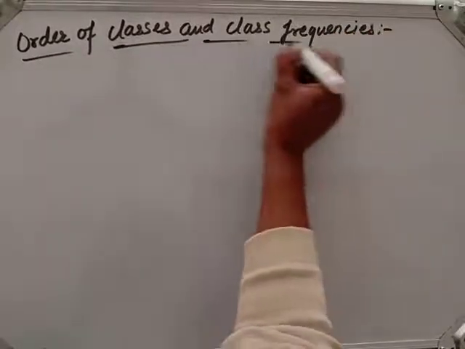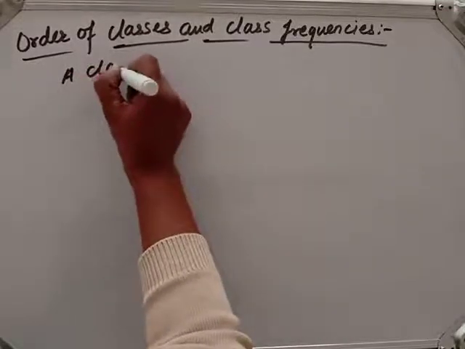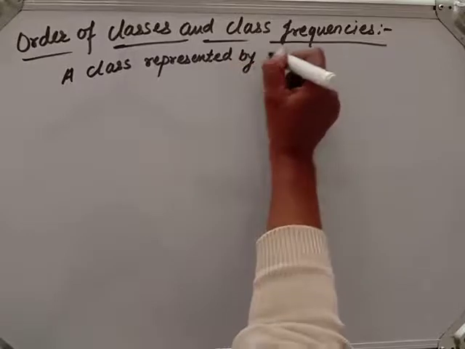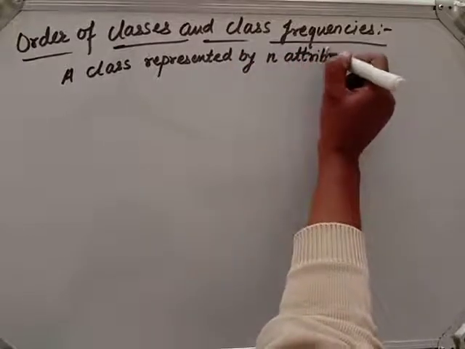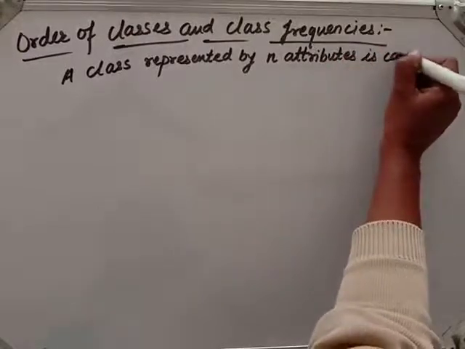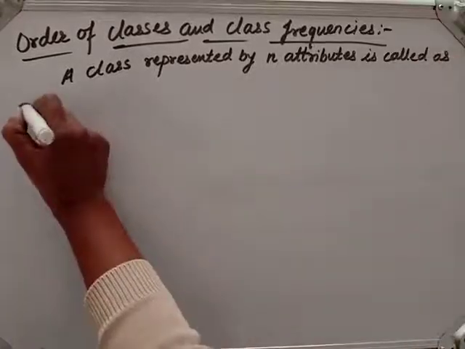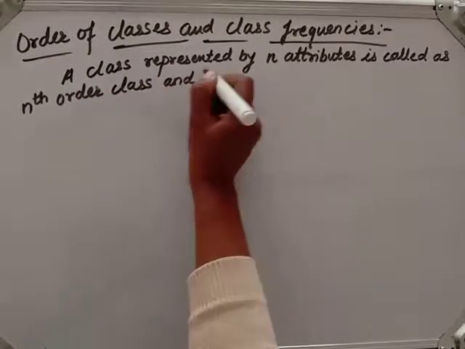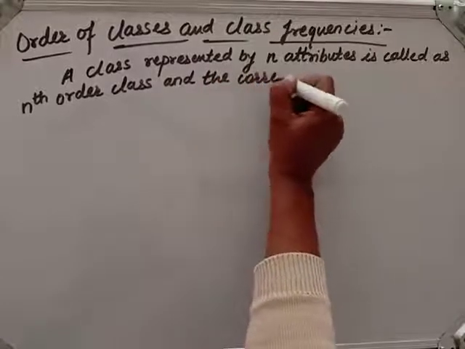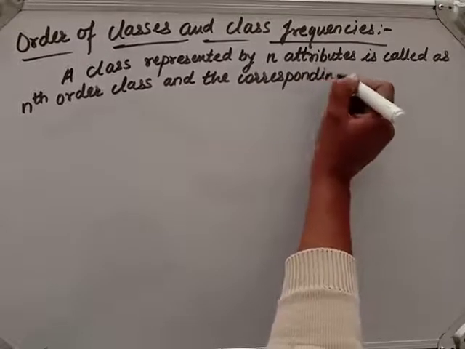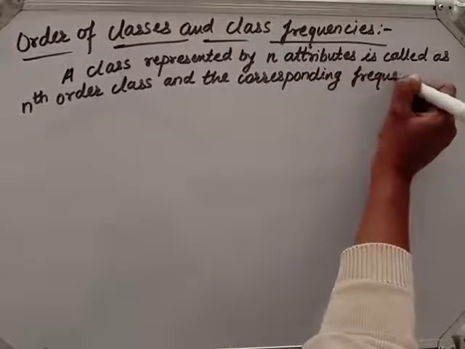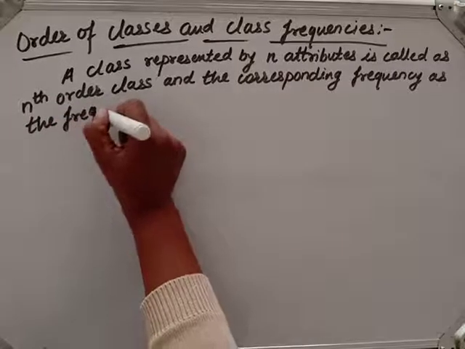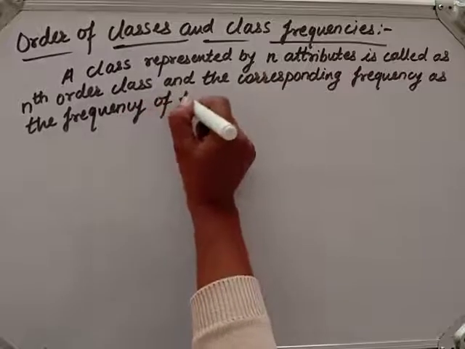So here, a class represented by n attributes is called an nth order class, and the corresponding frequency is called the frequency of the nth order.